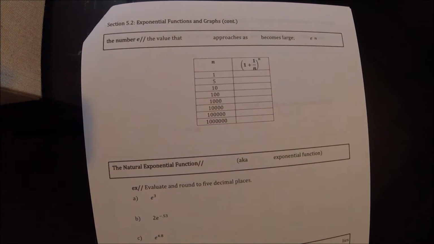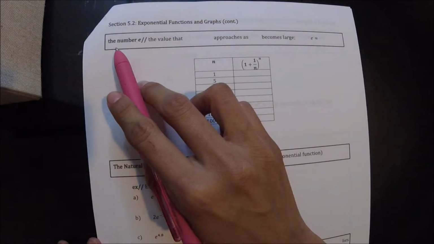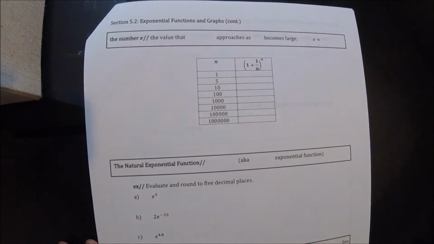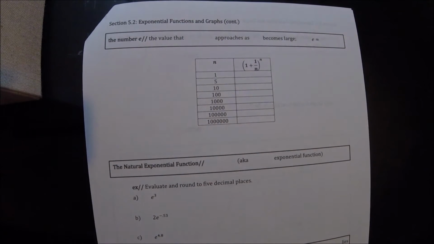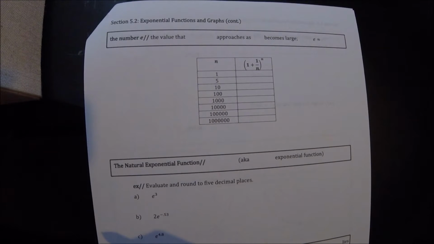Alright, so now we are on page 3 of the notes. Now we're going to talk about a new number. It is the number e. And it's a number that has a special name. It's similar to the number pi, where it's some specific number and we use that symbol pi to denote it.